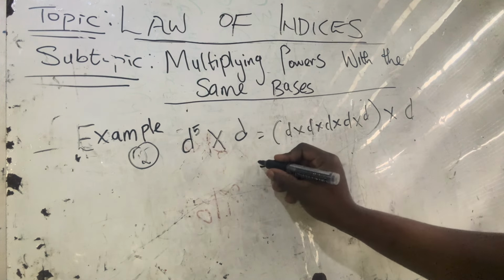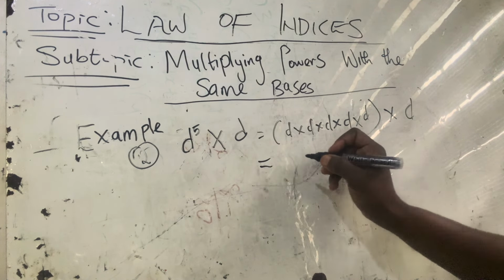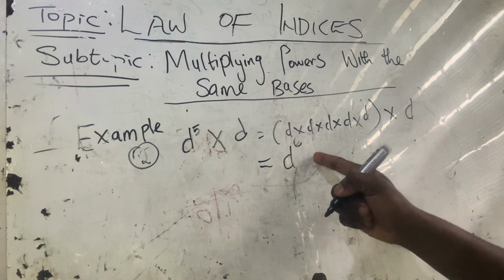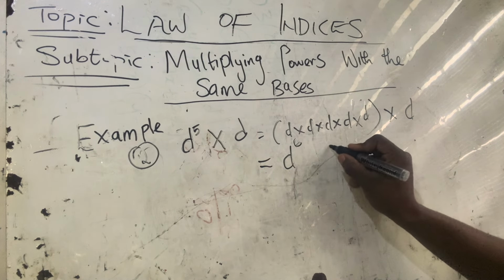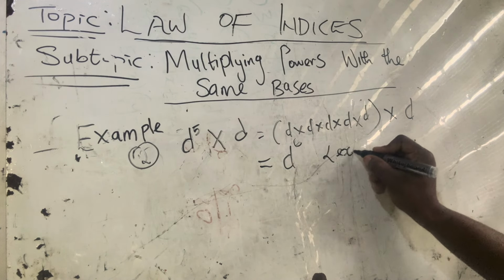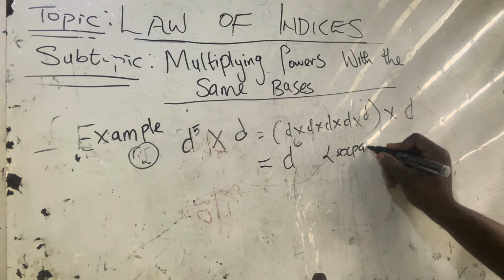Now you can tell that the base here is d raised to power the number of d's we have here. That's 1, 2, 3, 4, 5, 6. That's d raised to power 6. So this method is called the expanded method.